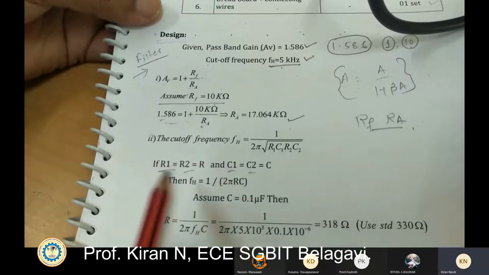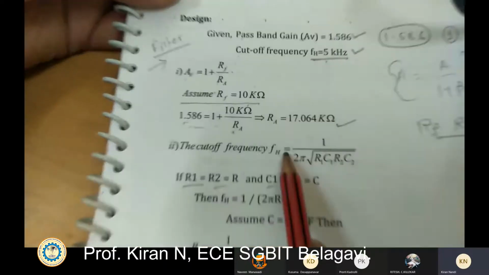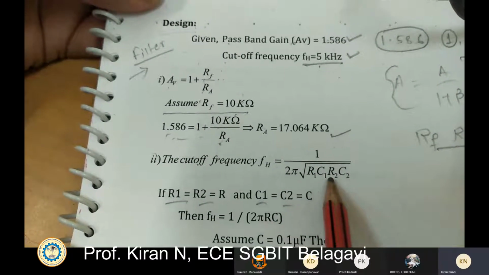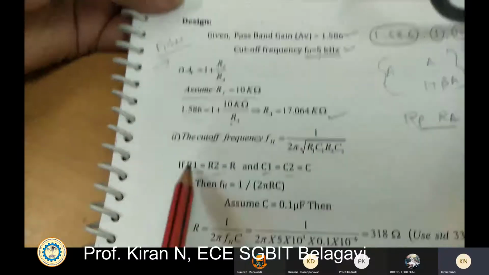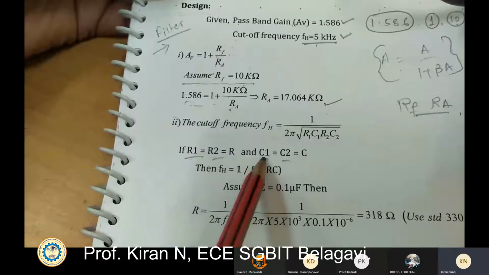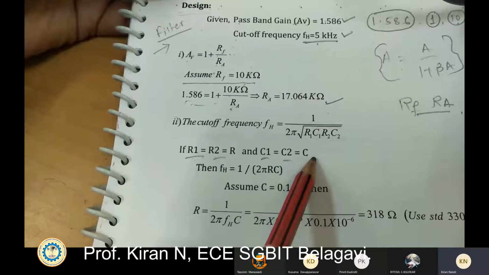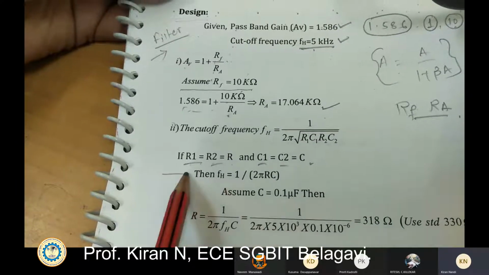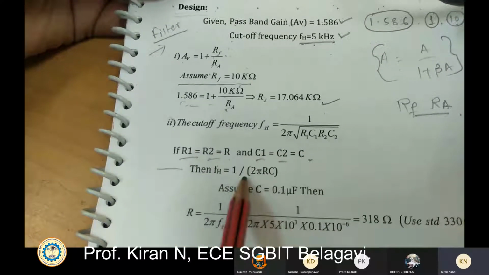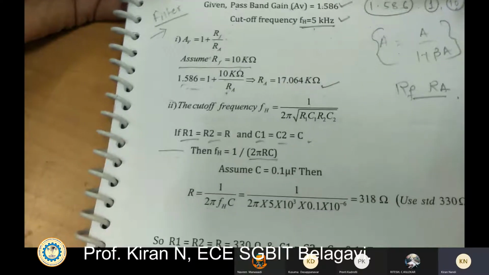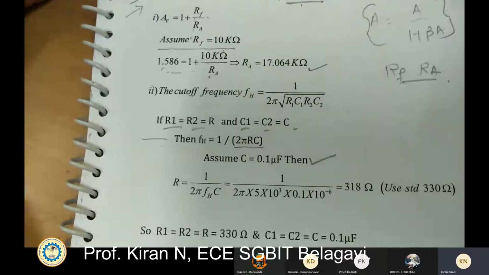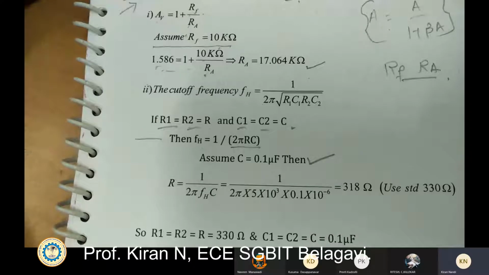Now this is the formula we are using, that is FH is equal to 1 divided by 2 pi root R1 C1 R2 C2. So let us assume R1 is equal to R2 and that is equal to R, and C1 is equal to C2, that is equal to C. Ultimately the cutoff frequency formula becomes FH is equal to 1 divided by 2 pi RC. After that, we are assuming the C value, that is the capacitor value, which is 0.1 microfarad.